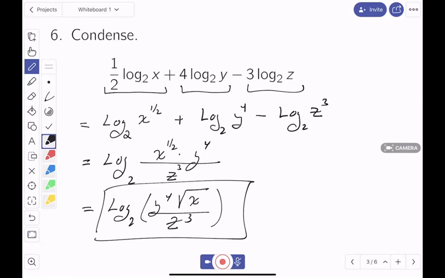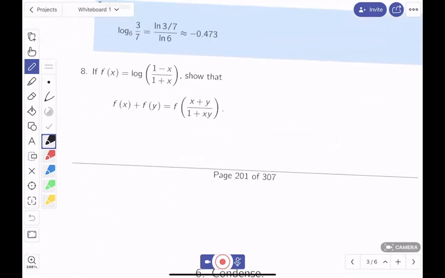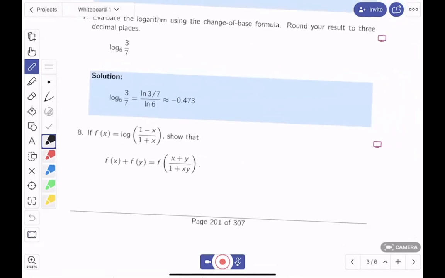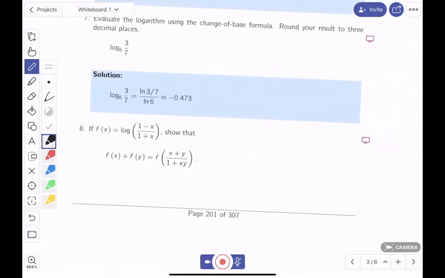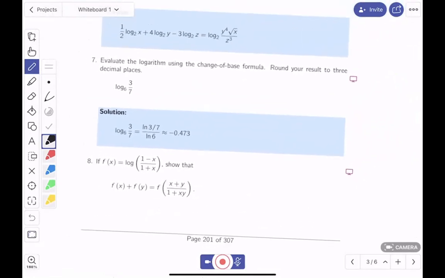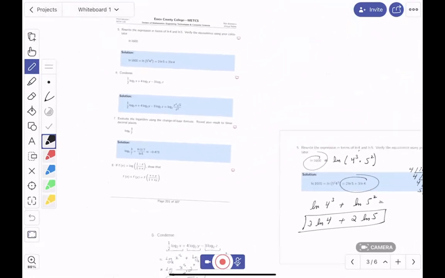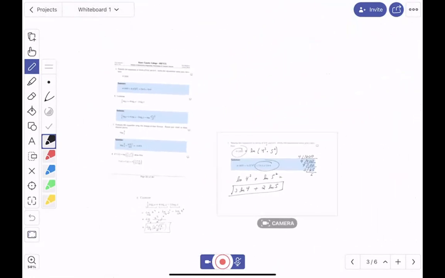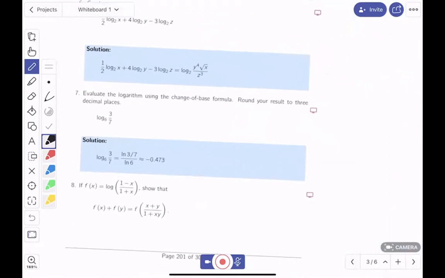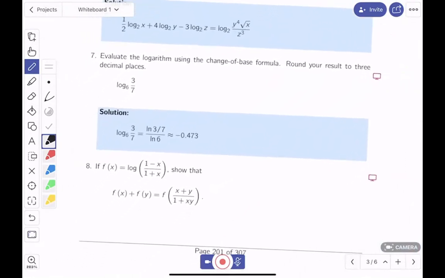All right, let's go to number 7. Let me see if I can do 7 here. Just give me 1 second. Whoops. All right, evaluate using the change of base formula. So why would you do that? And I'll tell you the number one reason to do it is most calculators don't have log base 6. All right, so let me put the base change formula down for you.